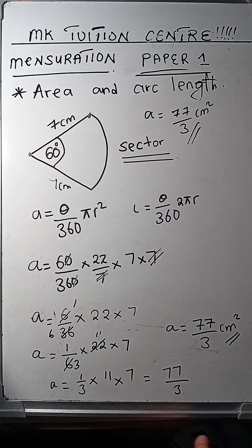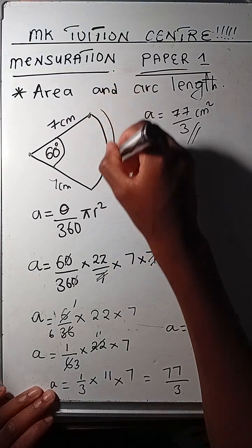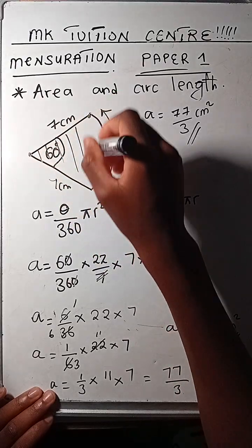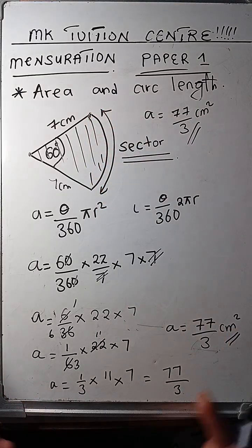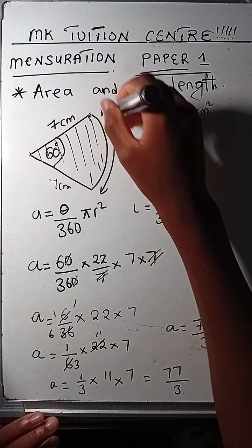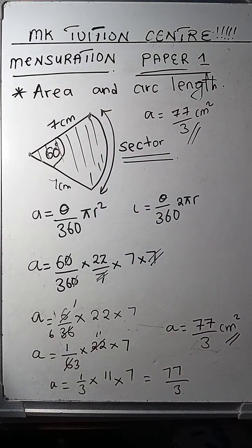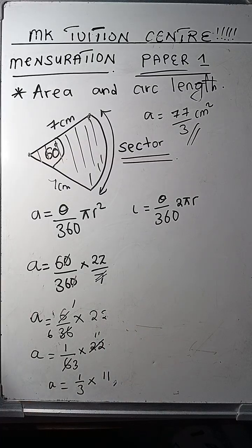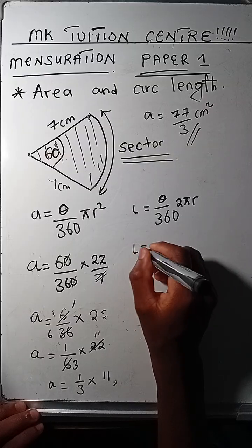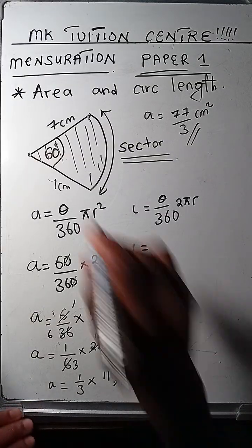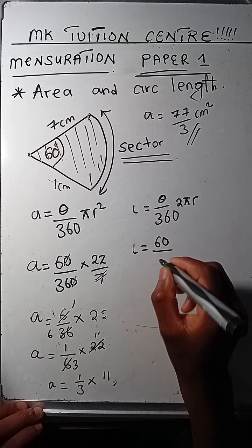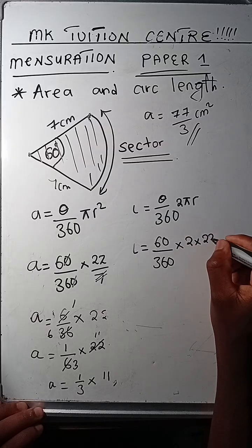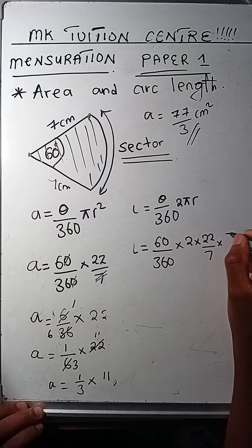Now let us try to find the arc length, which is this one here. For area, we're finding this part, this area for the sector. But now let's see how to find this arc length. Let me just have this part erased. Okay, so now L is equal to theta is 60 over 360 multiplied by 2 times pi, which is 22 over 7 times r, which is 7.